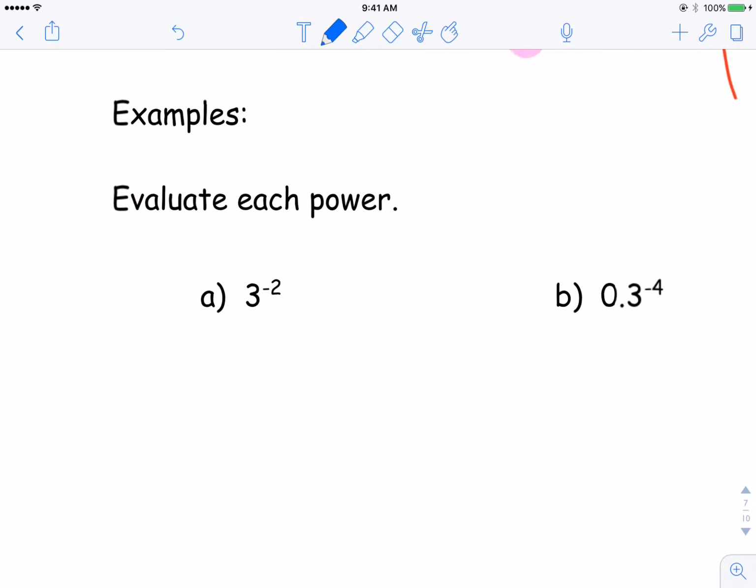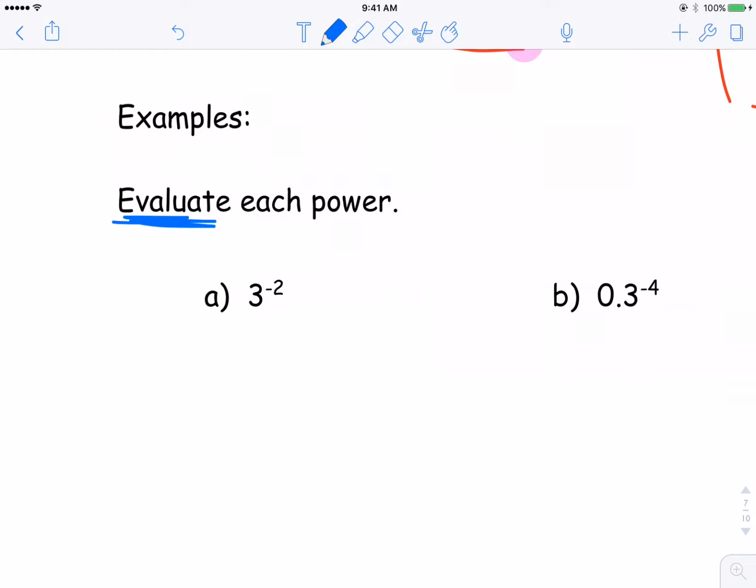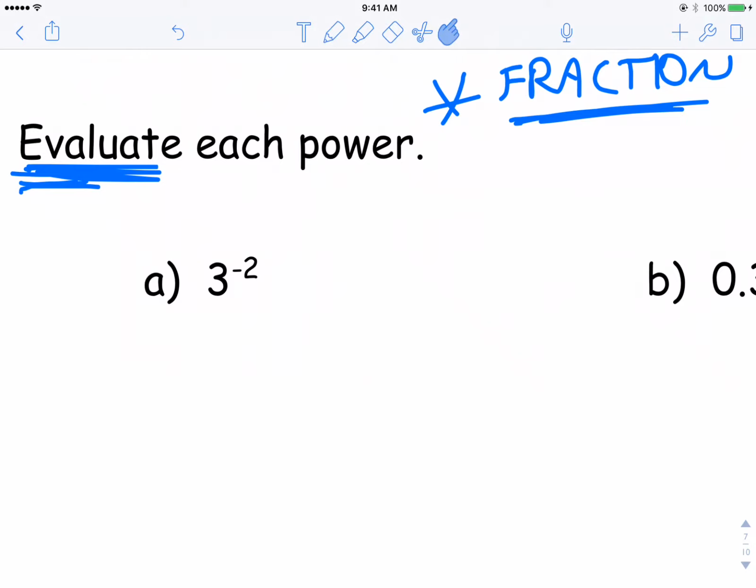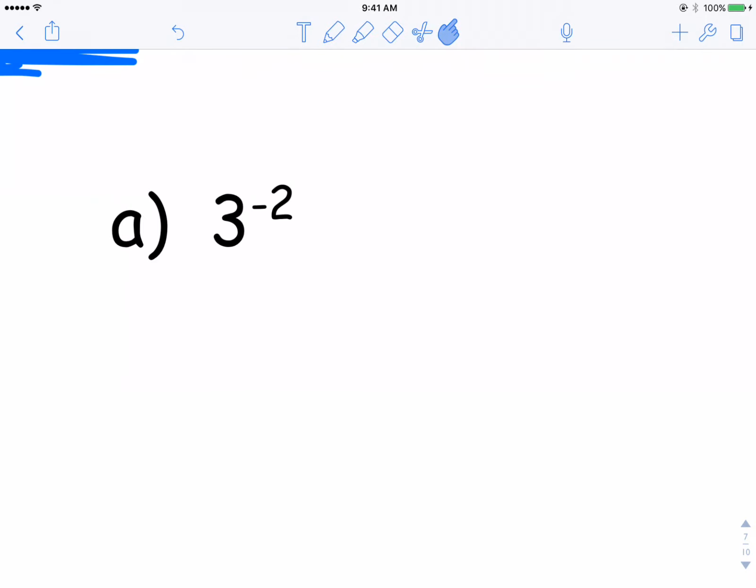Now, when it says to evaluate each power, don't punch this straight into your calculator and give me a number. What we're looking for you to be able to do is to work with the rules and give me an answer. So you should always try and remember to leave your answer as a fraction if possible. Okay, so your answer should always be as a fraction. So here we go. Look at 3 to the power of negative 2.